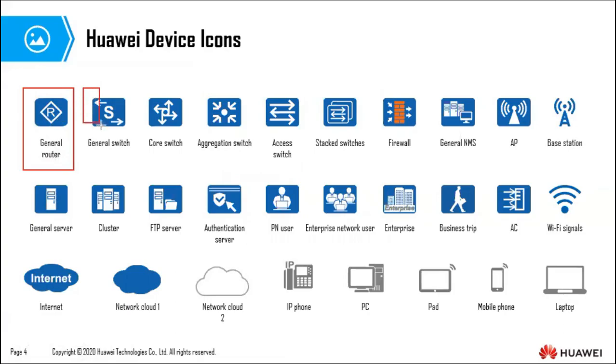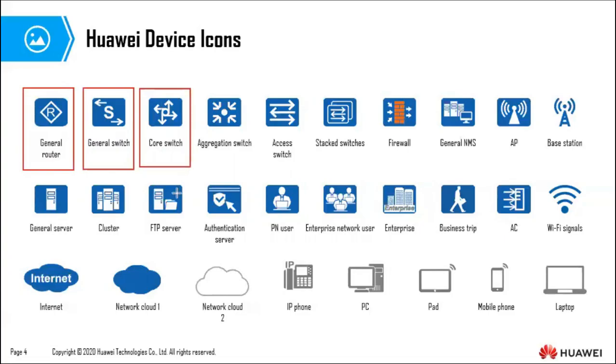The other important device that we're going to be dealing with regularly is a switch. Whenever you see an S with those two arrows, then it's just a general switch or a basic switch. Sometimes we also call it a layer two switch or an access switch. So you're going to understand why layer two, why access.